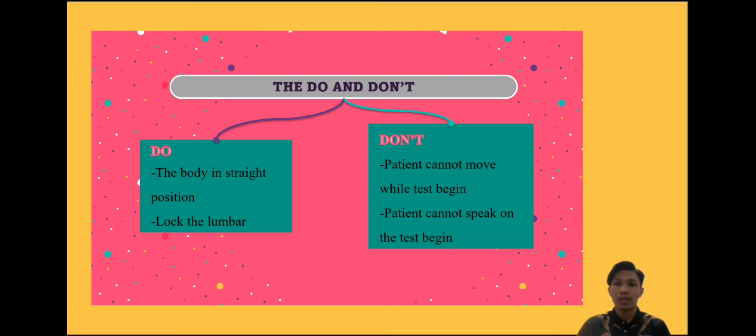So next is do and don't. For do, the patient must keep the body in a straight position and lock the lumbar. For don't, the patient cannot move while the test begins. The patient cannot speak while the test begins.